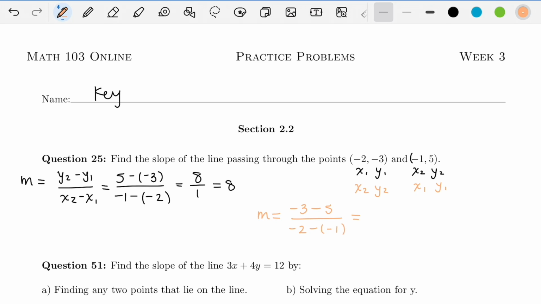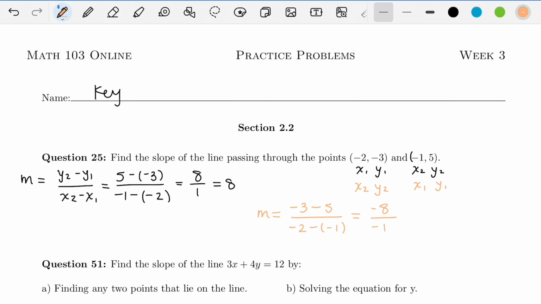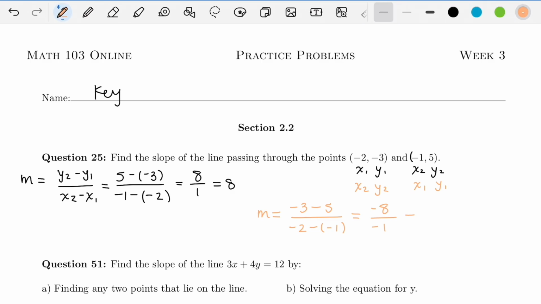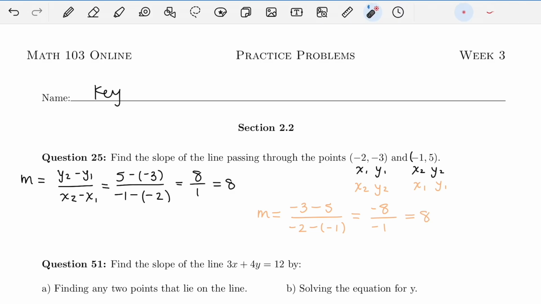This will give us, we have negative 3 minus 5, which gives us negative 8. And on the bottom here, we have negative 2 plus 1. So this will give us negative 1. The negatives in the numerator and the denominator are going to cancel, so we just end up with positive 8 as our slope, and that's exactly what we had in this case. So it doesn't matter which way you label them, as long as you make sure your x's correspond to your x coordinates and your y's correspond to your y coordinates.